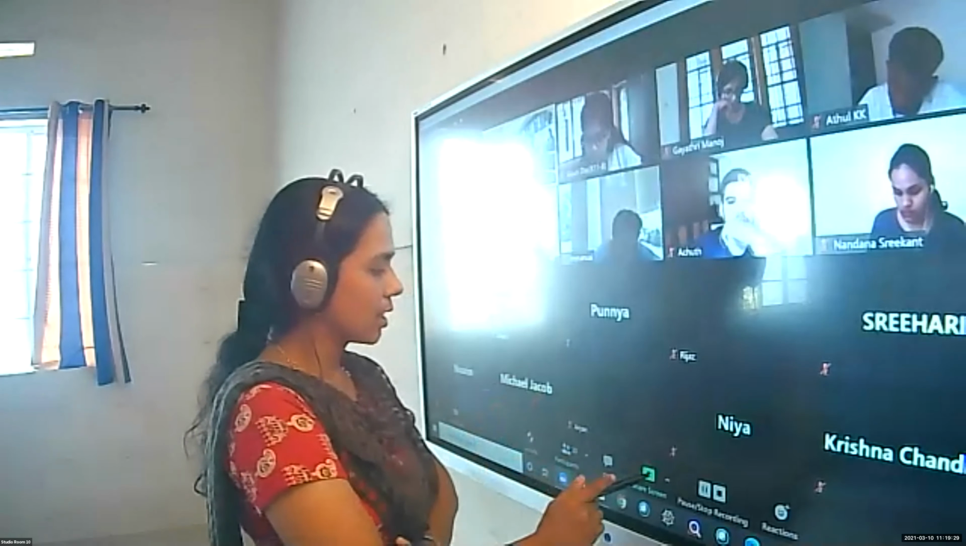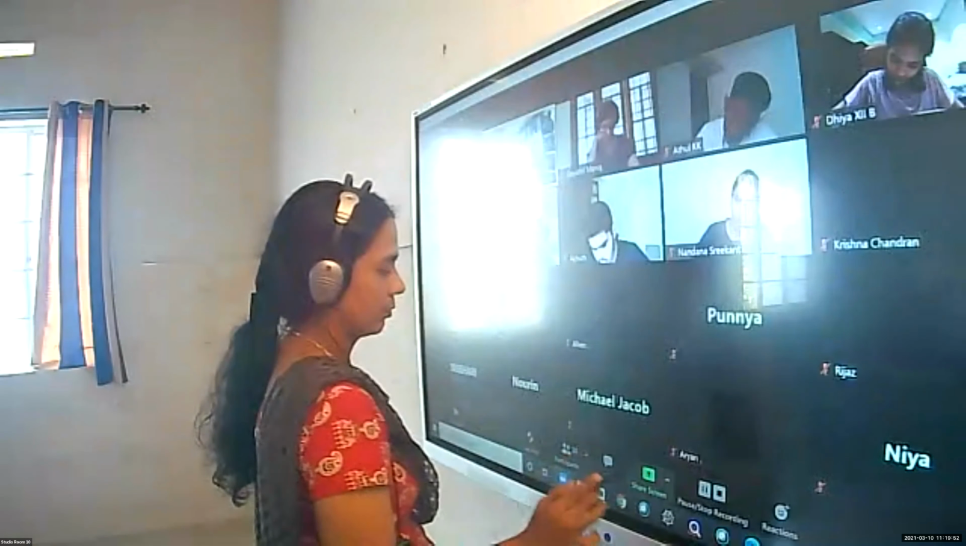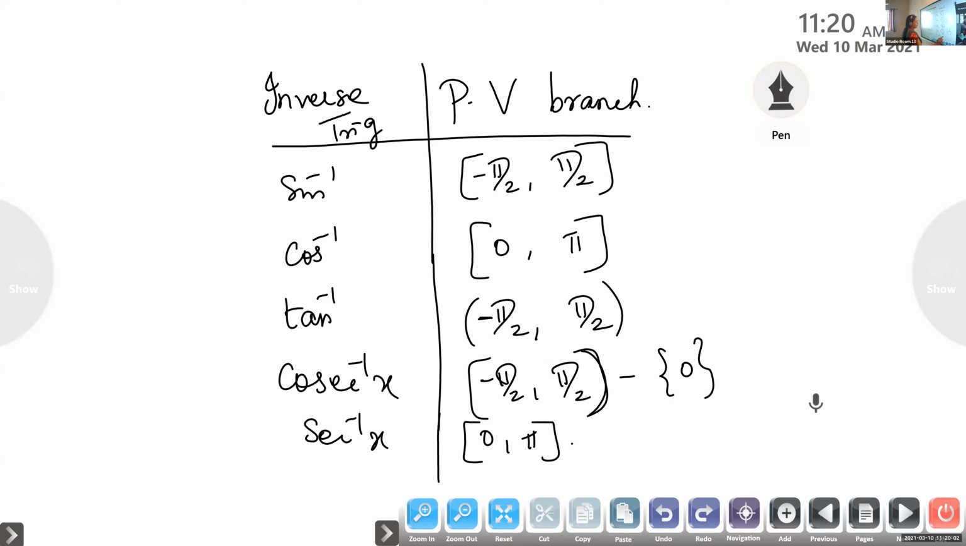Is it clear? Yes, ma'am. So for sec, look here. Closed 0 to pi minus pi by 2. Sec inverse is closed 0 to pi minus pi by 2.